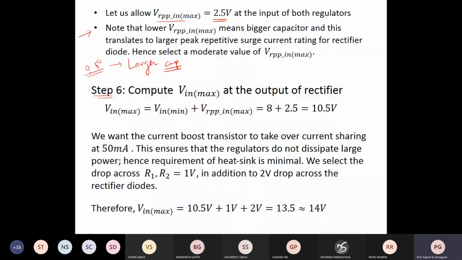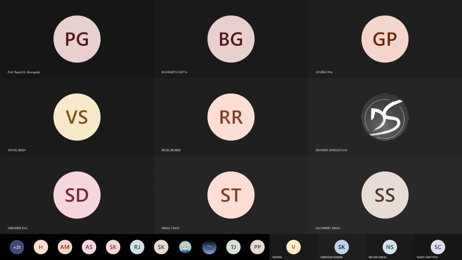Okay, so compute the maximum input voltage at the output of the rectifier. What should be the output of the rectifier? Earlier we have already said that this should be, okay, for that I have to go back and draw something. So please hold on. We'll switch back to the OneNote page.